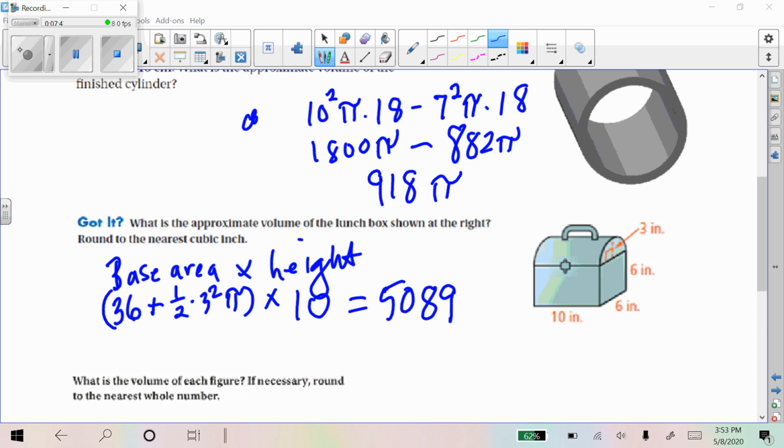Okay, so to the nearest cubic inch, it looks like about 5,089. What I did is I took half of a circle, semicircle right there, for the top part of that little thing. Now this side is the base, since there's 2 equal sides like that. And so you do the 36 plus half of that. And then the height is the 10th dimension. All right. So I think that finishes it up for today.